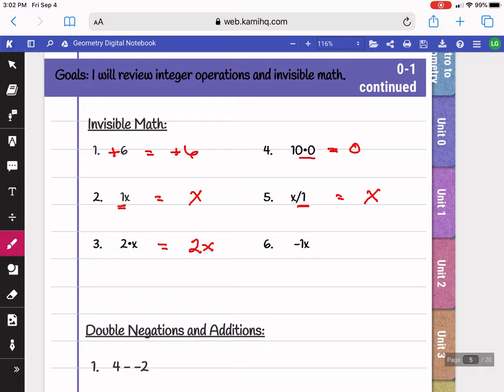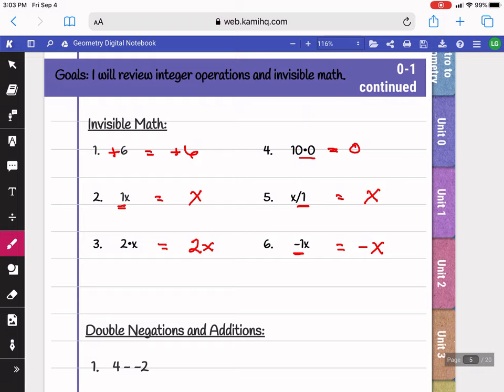And this last one, we have negative 1x. Usually you'll see that as negative x. Again, that 1 can be imaginary, but it's helpful when you're simplifying expressions, like combining like terms. So again, very important to remember that anytime you have a letter by itself, you can put an imaginary 1 in front, or you can divide by an imaginary 1.